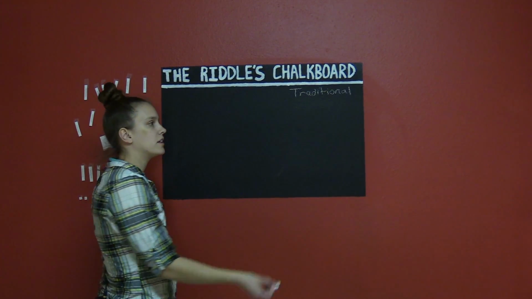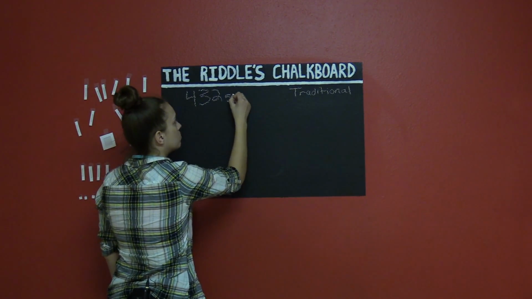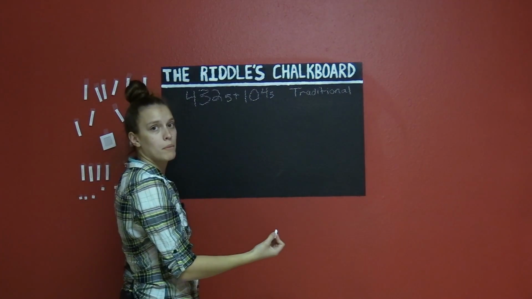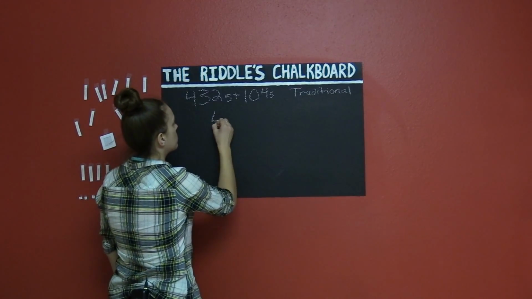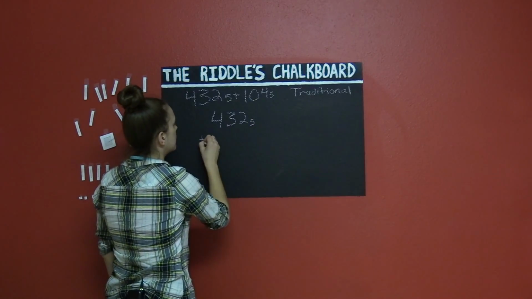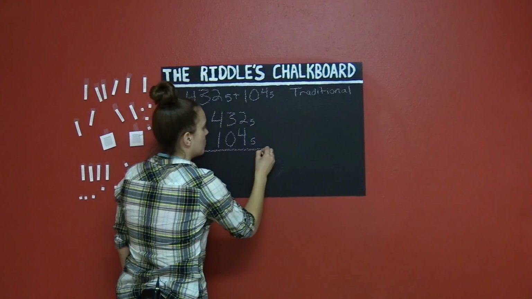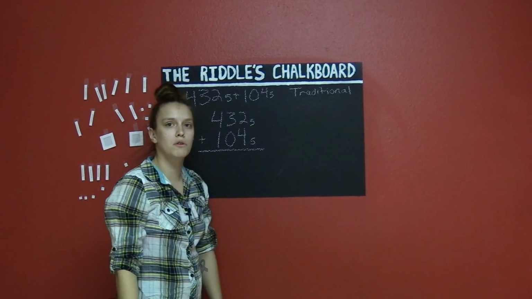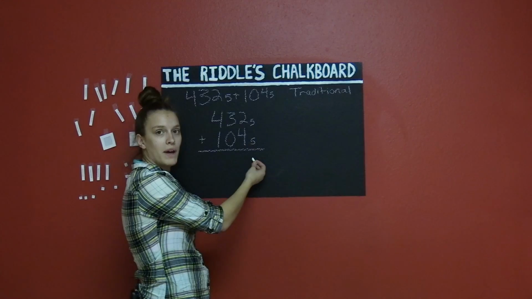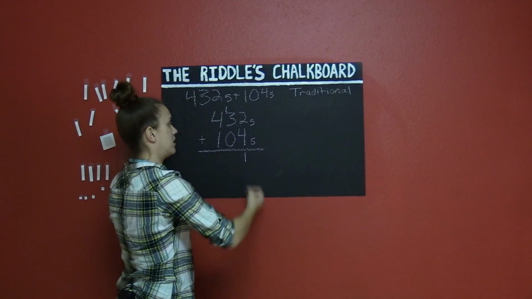The next problem that we're going to do is 432 base 5 plus 104 base 5. And we're going to do this with the traditional addition algorithm. So we're going to set up our problem 432 base 5 plus 104 base 5. And we'll remember that since we're in base 5, we have to regroup at 5. So 2 plus 4 equals 6. But we have to regroup at 5. So that will equal 1 five, and 1 left over because 1 five plus 1 equals 6.